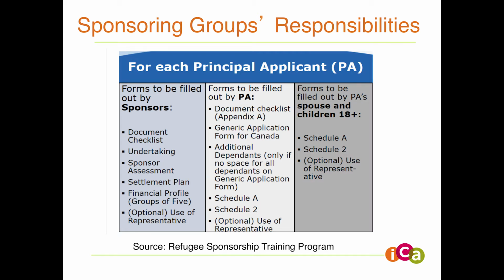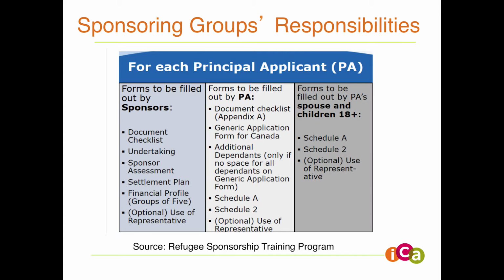So basically, there's a number of forms that all principal applicants have to fill. It's not really rocket science. It's actually really three forms. There is a generic application form, which is called the IMM008 form, and that has to be filled by the principal applicant, and they put on that form all of their dependents. So if the father is the principal applicant, the mother goes on that form, and the underage children that are dependent also go on that form.